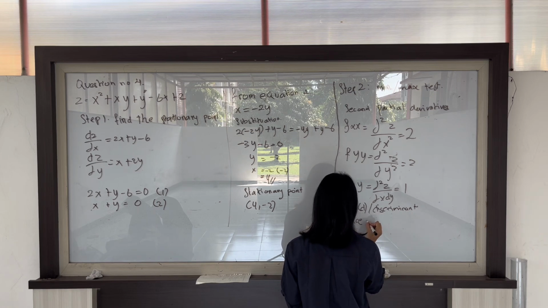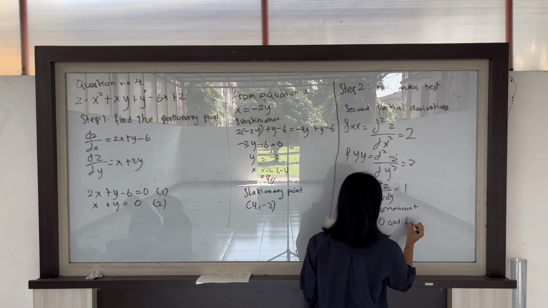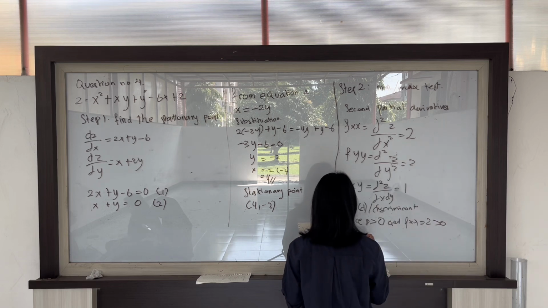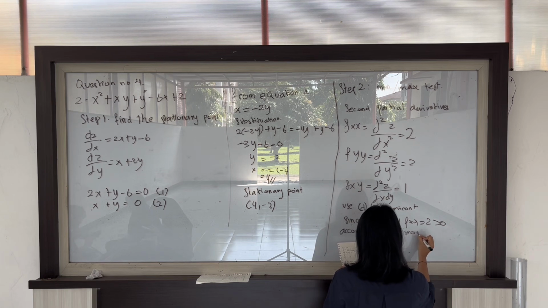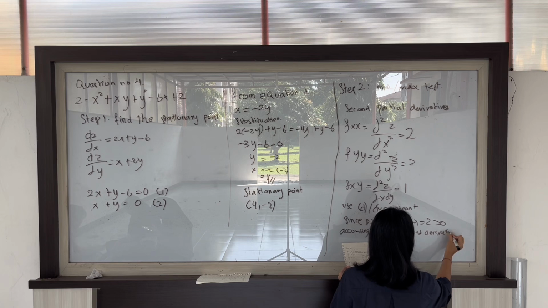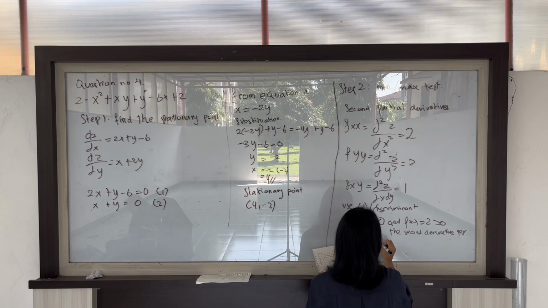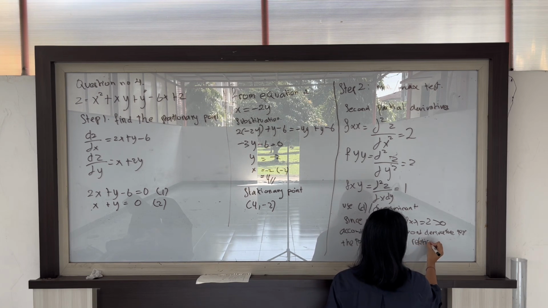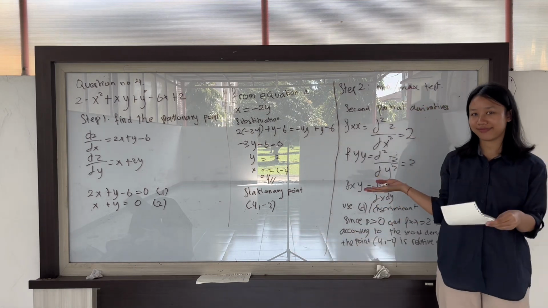Since D is greater than 0 and fxx is greater than 0, according to the second derivative test, the point 4 and negative 2 is a relative minimum. So the answer is, thank you.